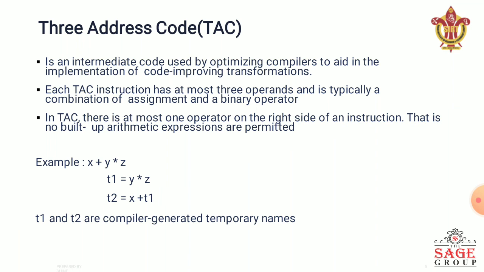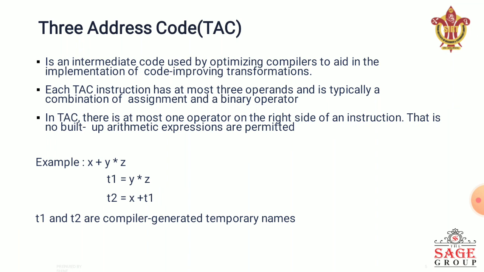It is an intermediate code used by optimizing compilers to aid in the implementation of code improving transformation. Each three address code instruction has at most three operands and is typically a combination of assignment and a binary operator. In three address code there is at most one operator on the right side of an instruction, that is, no built-up arithmetic expressions are permitted.